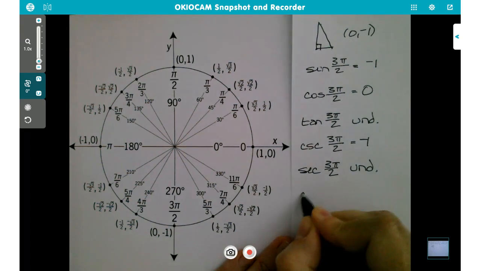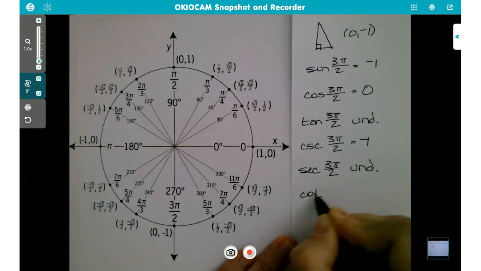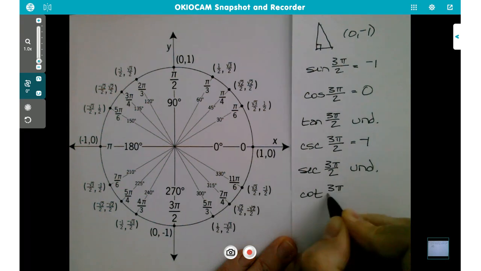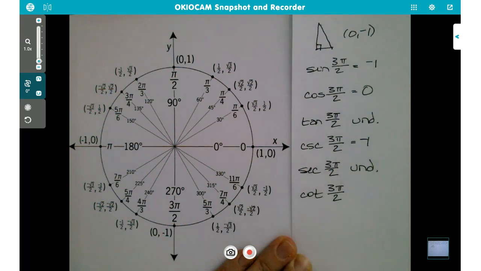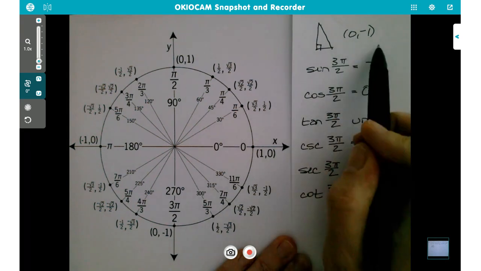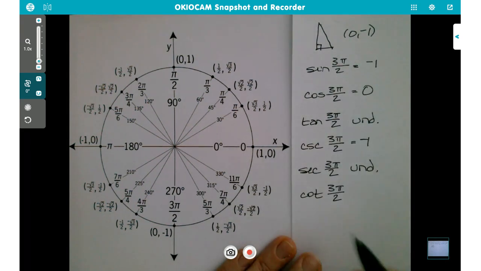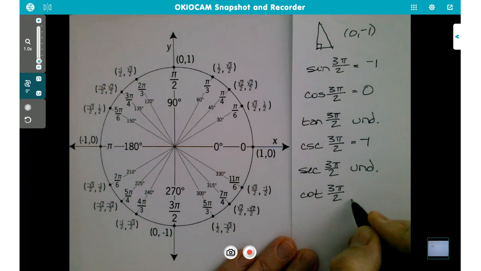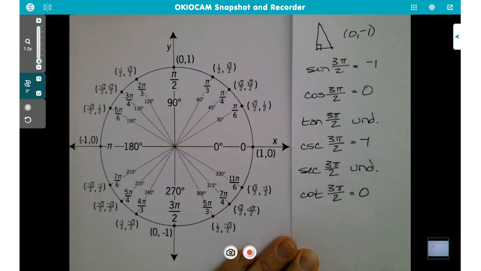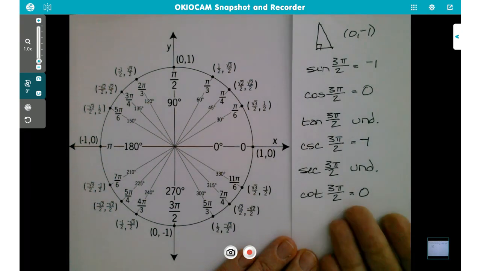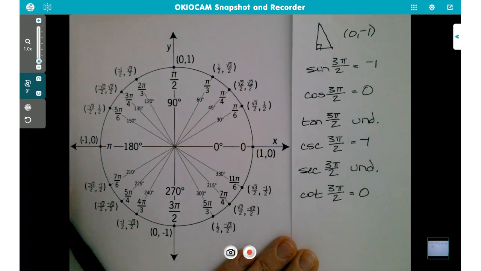And the cotangent, so we didn't have much luck with the tangent. Let's see what happens with the cotangent. That's x over y. 0 over -1. Well, that's fine. 0 over anything that isn't 0 is 0. So that's using the unit circle to find trig function values for quadrantal angles.